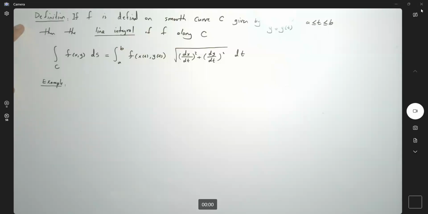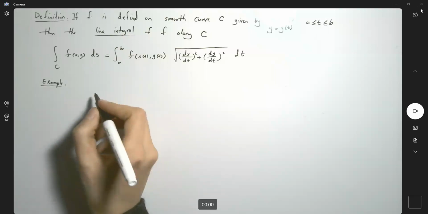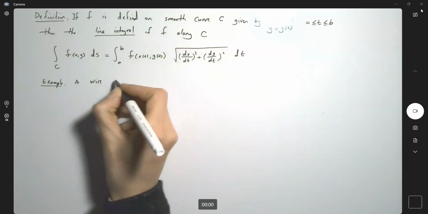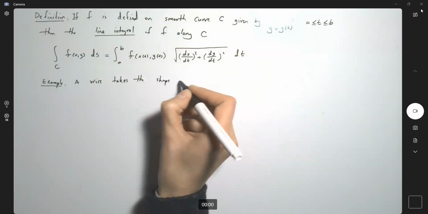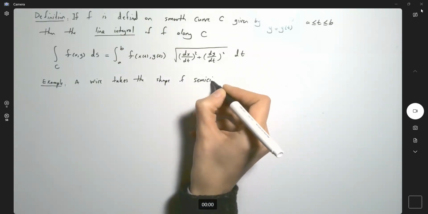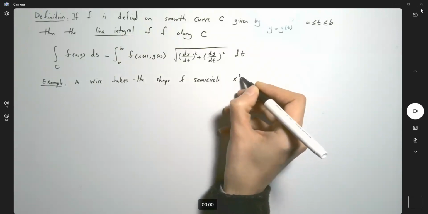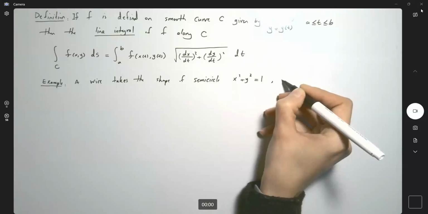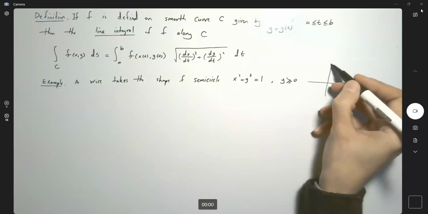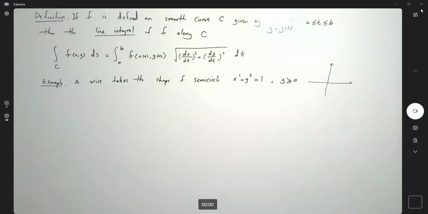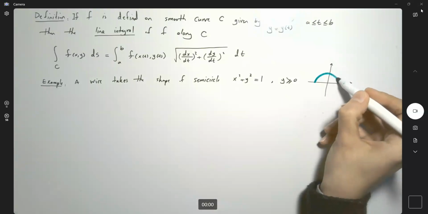So we defined the line integral. Now we're going to take a look at an example here. A wire takes the shape of a semicircle, x squared plus y squared equals 1, and y is positive. It means that you are looking at the wire here. This is your wire.